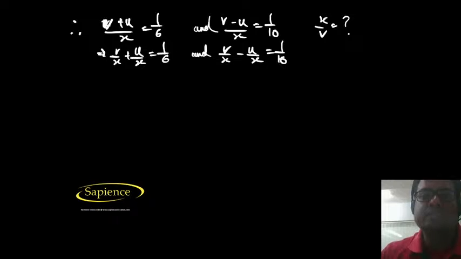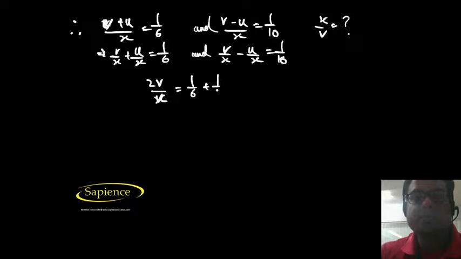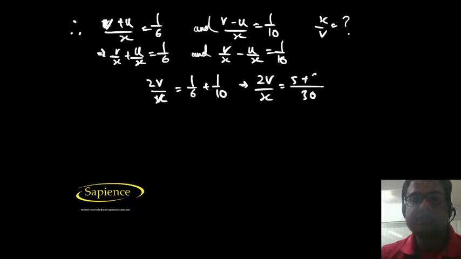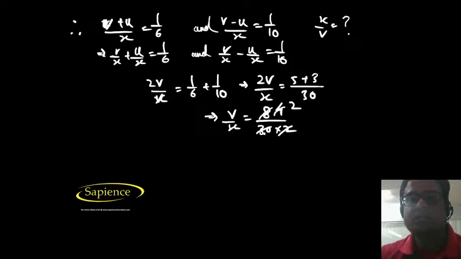So if we add them, then u by x will get cancelled. Then we will have 2v by x is equal to 1 by 6 plus 1 by 10. So 2v by x is equal to, if you take the LCM, that is 30, 6 5s are 30, 10 3s are 30, that is 8 by 30. So v by x will be equal to 8 by 30 into 2. 2 4s are 8, so 2 2s are 4, 2 5s are 10, 15 2s are 30.